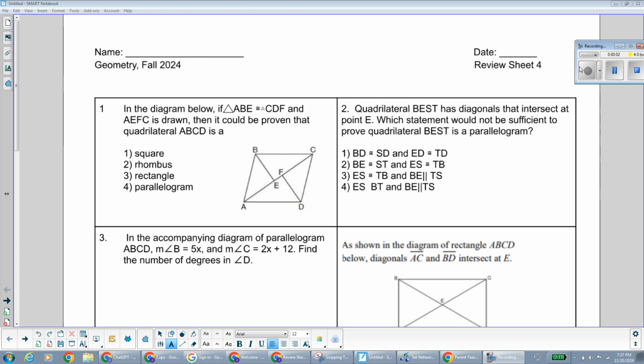In question number 1, we are told that we have two congruent triangles. So we're told that triangle ABE is congruent to triangle CDF. And since the triangles are congruent, corresponding sides and angles are congruent due to CPCTC. So these sides are congruent, they correspond, and these angles are congruent, they correspond.